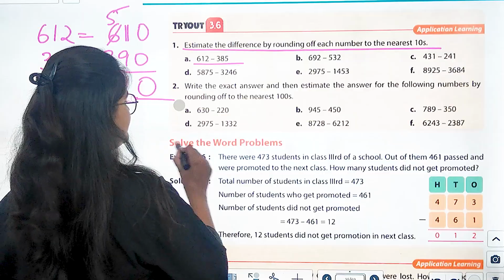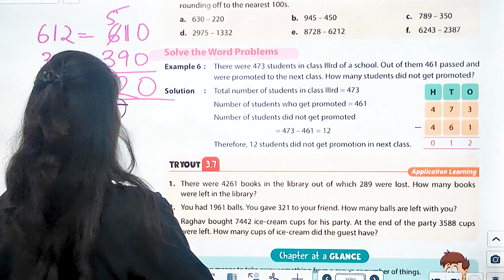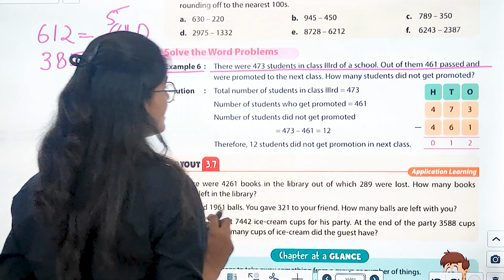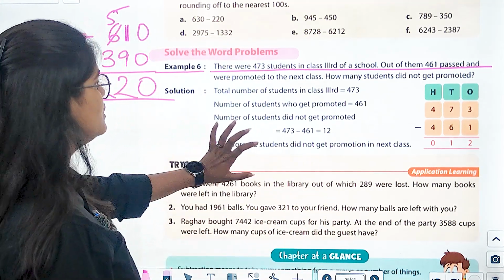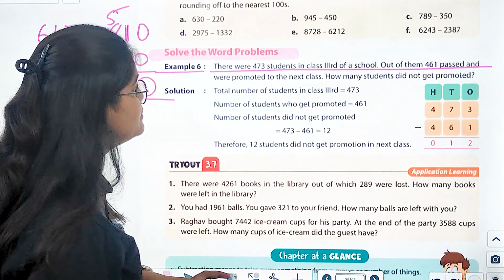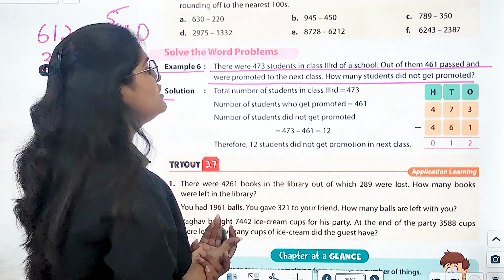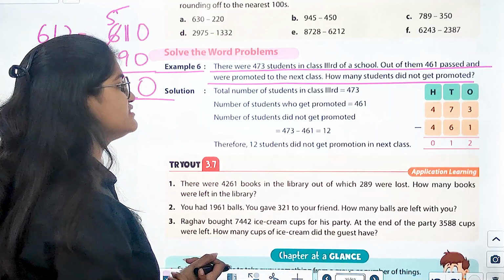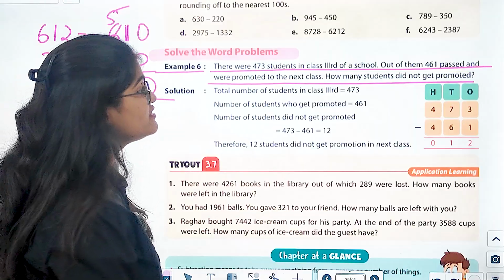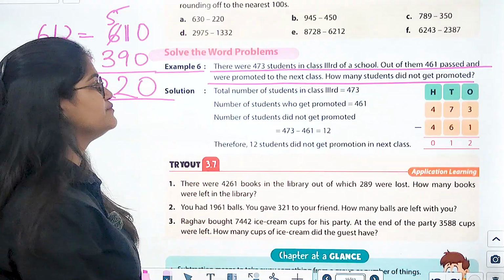Then next topic that we have is solve the word problems. अब हमें word problem solve करनी है, so how we can do it? Let's find out. We have an example. There were 473 students in class 3 of a school. कि इतने बच्चे थे एक थर्ड क्लास में एक स्कूल में. Out of them 461 passed and were promoted to the next class. इतने पास हो चुके थे और बाकी और सभी नेक्स्ट क्लास में प्रमोट किए जा चुके थे. How many students did not get promoted? कितने स्टूडेंट्स हैं जो एक्चुअली प्रमोट ही नहीं किए गए, राइट?